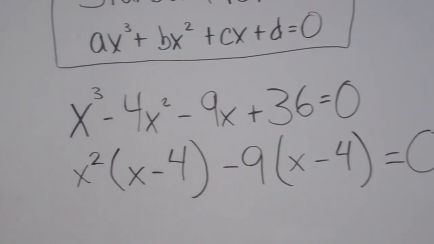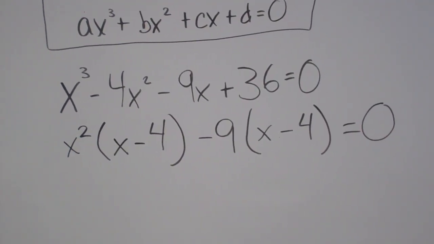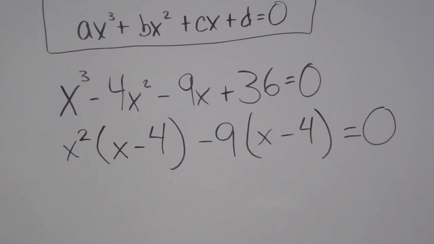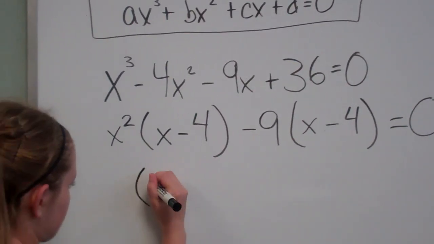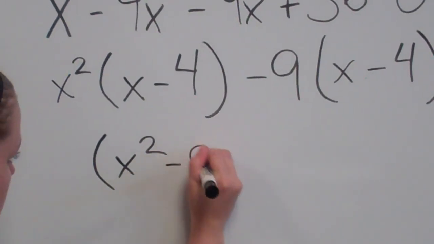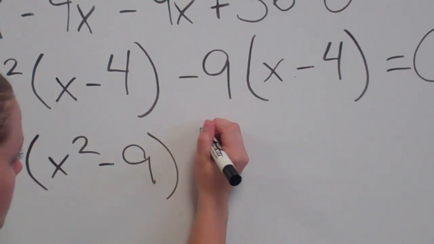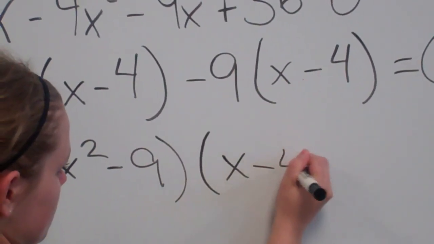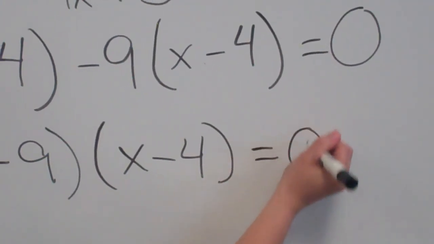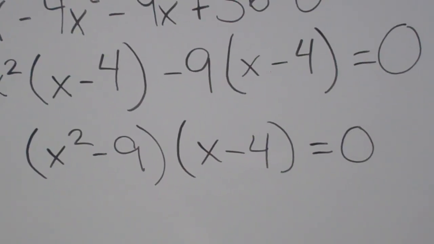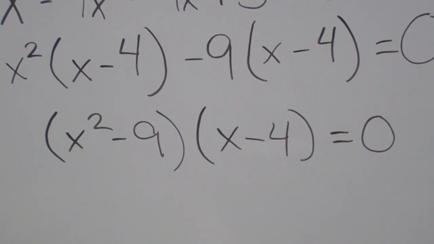So as we can see, we now are left with a common factor of x minus 4, which is in our parentheses. So now we're going to combine x squared minus 9 in parentheses, and that multiplied by our common factor of x minus 4 equals 0. And because, again, we are looking to solve for an x, and we do have an x squared, the difference of two squares can be factored.